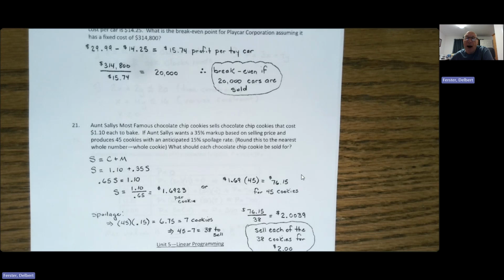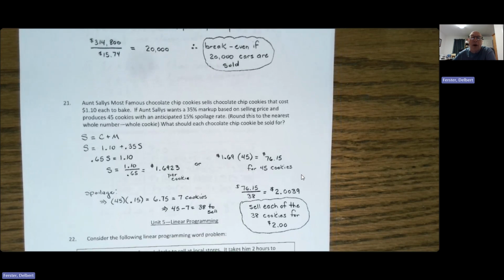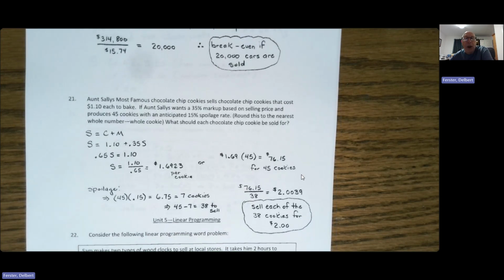We're going to make 45. So our total selling price for those cookies would be that 1.69 times 45, which is going to amount to $76.15 as our selling price for all 45 cookies. However, we're not going to sell all 45 cookies. We're going to lose 15%. So I took a look at 45 times 0.15, and that's 6.75 cookies that we wouldn't get to sell. Well, it's tough to deal with 0.75 of a cookie, so let's make that 7 cookies.